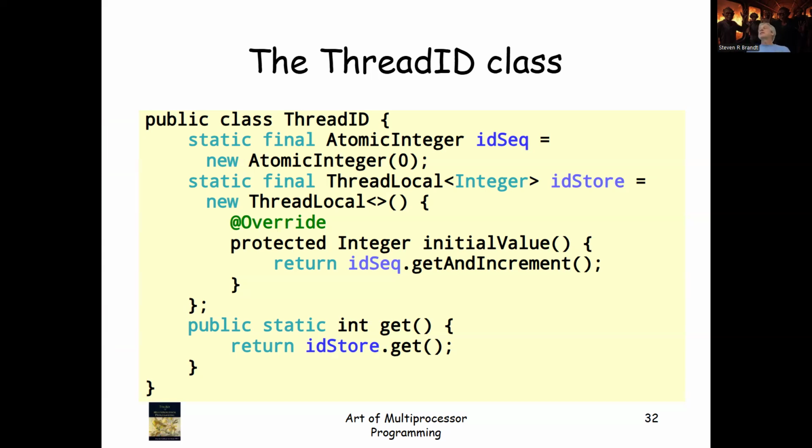So the idea is every thread gets its own unique ID, and it starts at 0 and goes upward. Java does not provide such a facility.